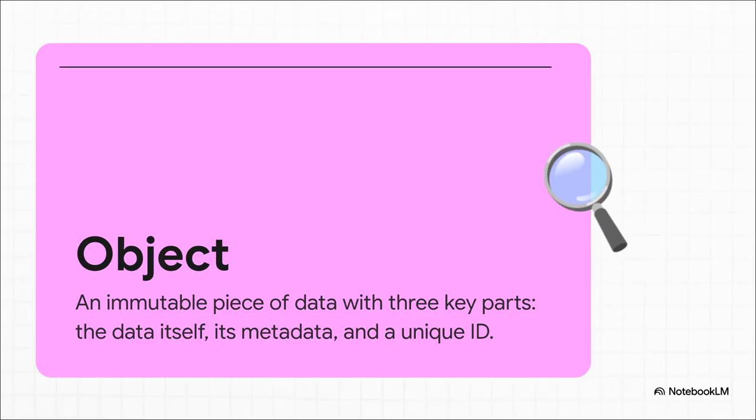So what exactly is an object? It's actually a really beautiful and simple concept. Just think of it like a self-contained package that has three key parts. First, you've got the data itself, the actual bytes of your photo or video. Second, you have metadata, which is just data about the data, things like the file name, when it was created, stuff like that. And third, a globally unique ID. And here's the crucial part. Objects are immutable. That means you can't just edit a little piece of it. If you want to change it, you have to replace the whole thing with a new version.